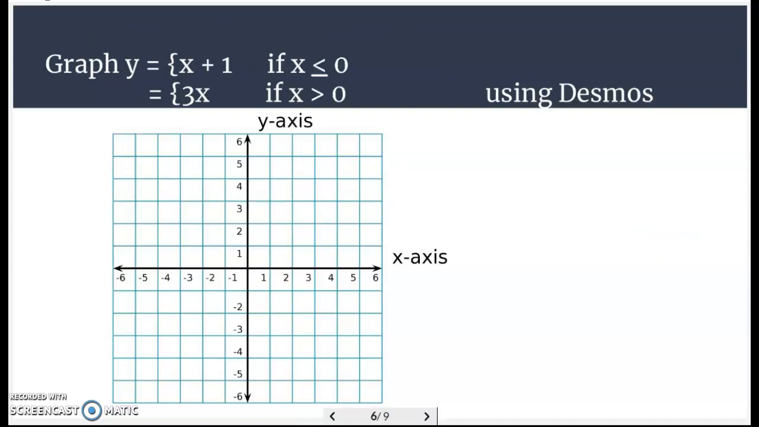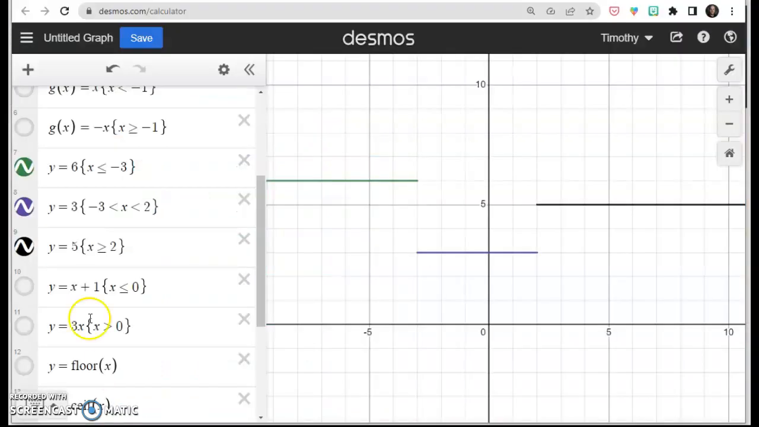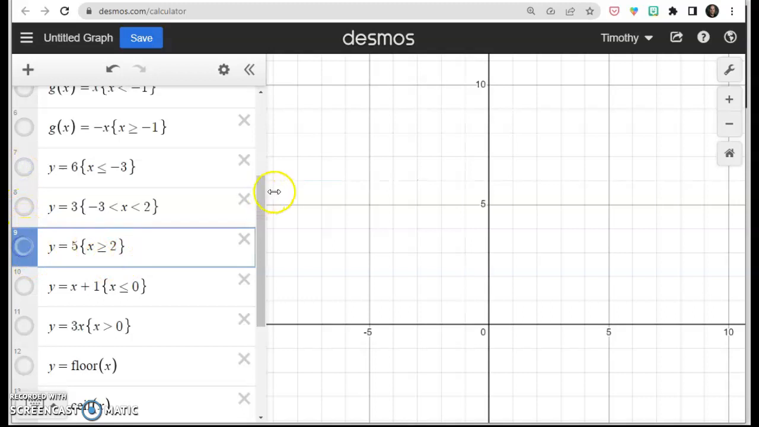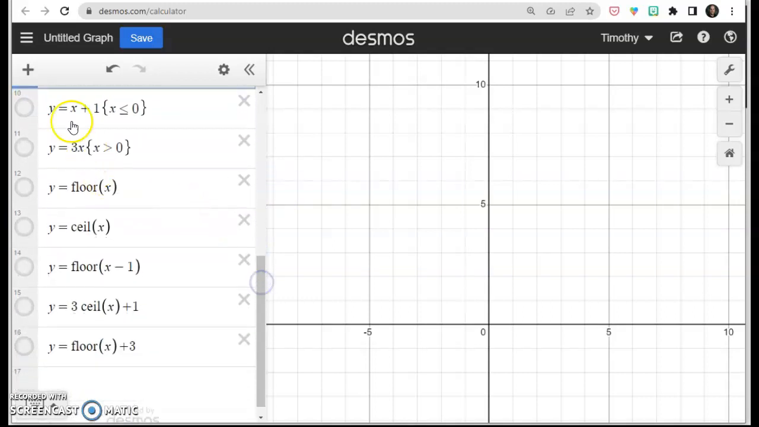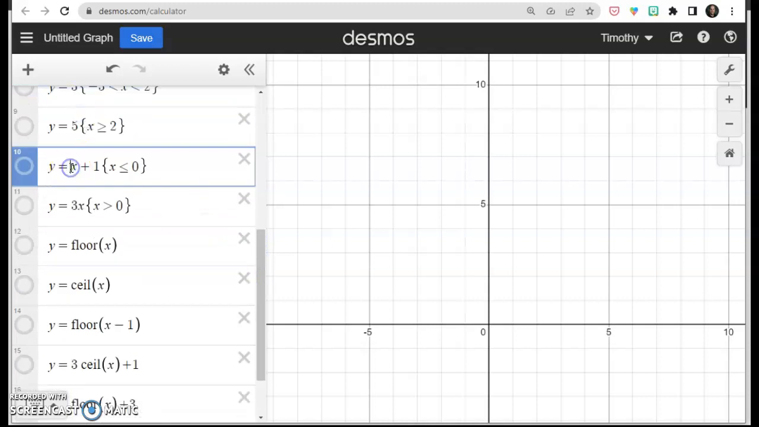Another piecewise function, we'll call it. It's going to behave like the function x plus 1 when x is less than or equal to 0, and function 3x when x is greater than 0. Let's flip on over to Desmos. Again, notice the keys and the different symbols here. Here are the two functions, x plus 1 right there, and it's only going to behave like that when x is less than or equal to 0. 3x when x is greater than 0.